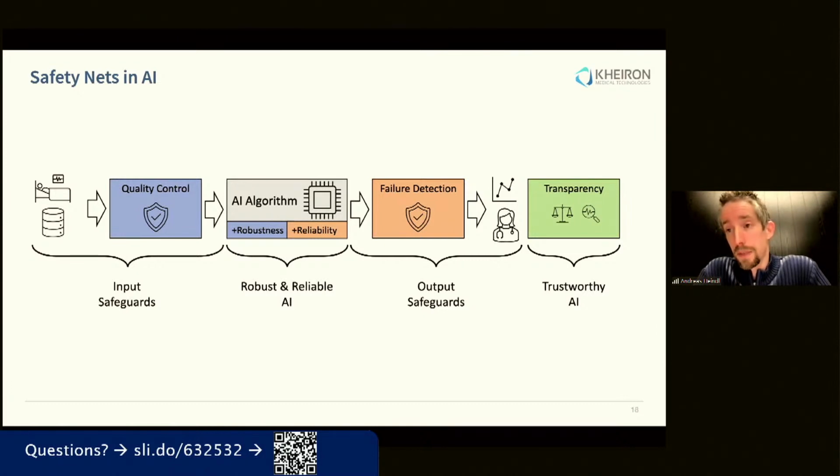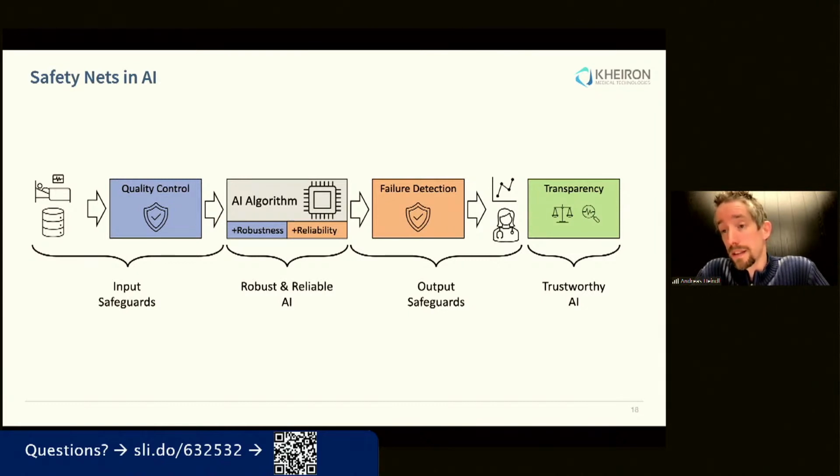For the AI algorithms, we look into the robustness and reliability by making sure that we capture the heterogeneity out there, capturing different ethnicities, different continents, different manufacturers, different software versions, and also seeing if there are any biases in that by stratifying the data. Obviously, you need a lot of data for that, but that's the only way to capture that, right?